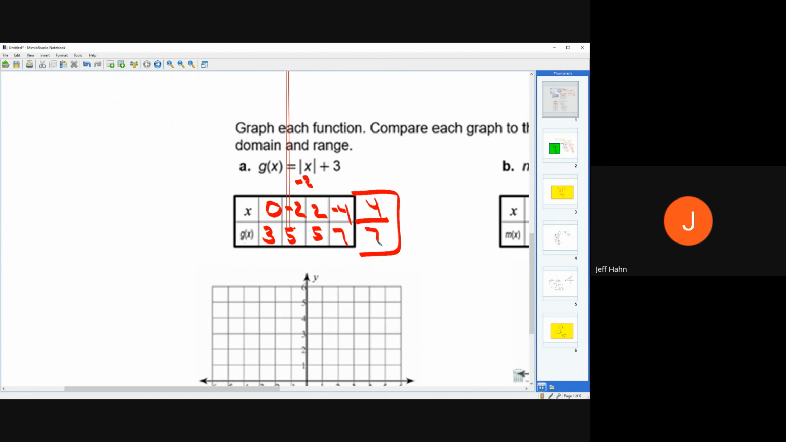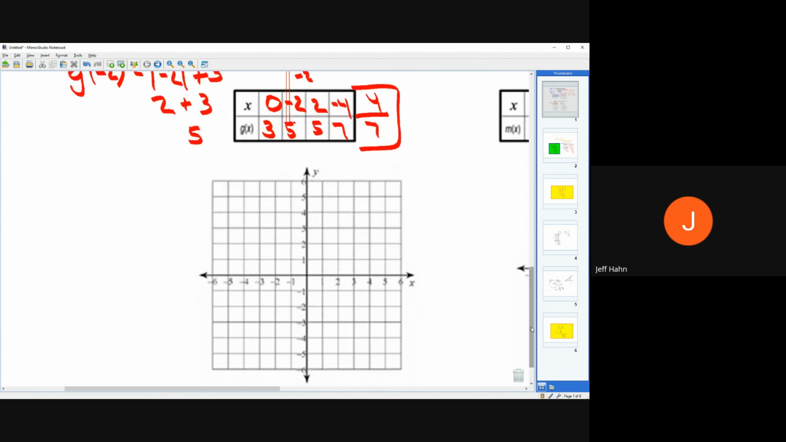Stop me there. You want me to go over that slower again? Yes. All right, let me pretend I'm putting -2 into this. So here we go. g of -2 equals the absolute value of -2 plus 3. What is the absolute value of -2? +2. What is 2 plus 3? 5. That's where my 5 came from. The answer is going to be the same if I put a +2 in there, because it still is 2, and 2 plus 3 is still going to be 5. Are you with me? Shall I do it again?